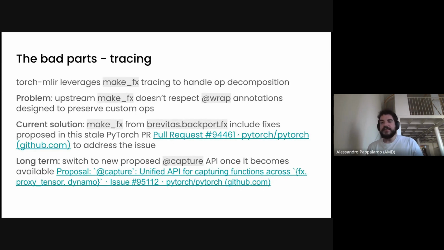Long term, what would be nice is to switch to this new proposed capture API that is being discussed upstream in PyTorch, to basically unify different functionalities on how custom ops should be captured across different lowering flows. Unfortunately, it's a very complex topic, and I've noticed that it's not progressing so much. So it would be nice also, I guess, as a community, if we could make sure that at least this previous stale PR that addressed the issue for MakeFX is merged in, so that we don't necessarily have to rely on my own backport. But at least, I mean, the backport is there, so it can be used.